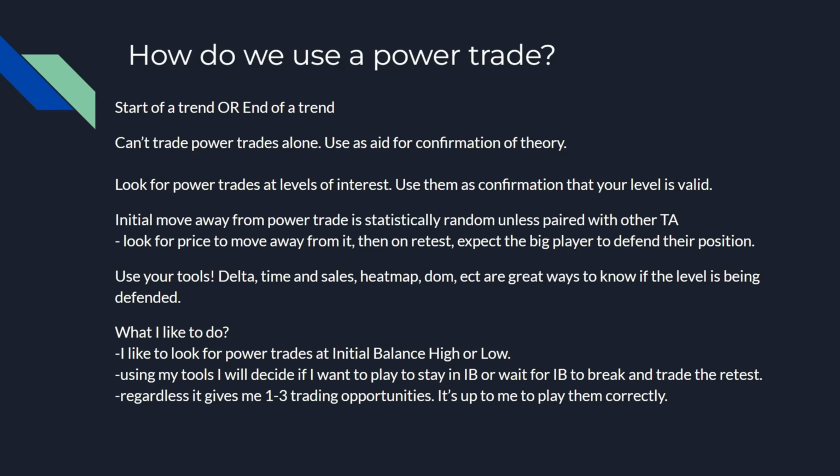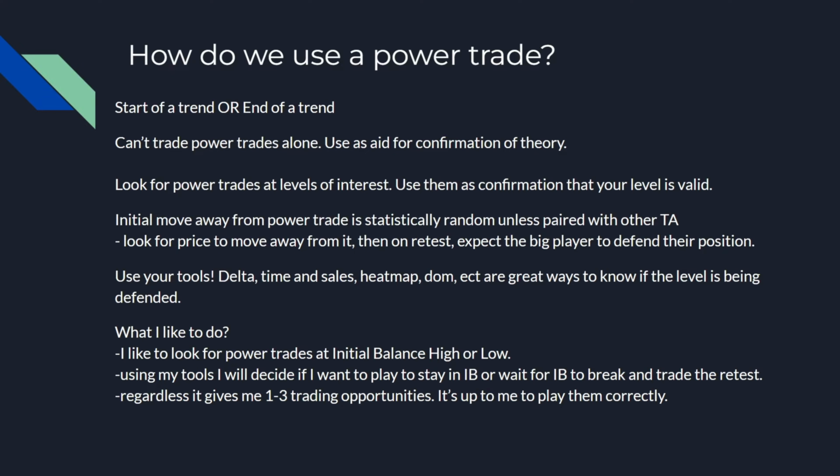What I will do is look for these power trades to happen at these specific volume levels that I already have marked out: support and resistance, major trend lines. Or for me specifically, I really like watching initial balance and watching for these power trades to happen at initial balance. And when I see that happen, then that's when we use our tools: delta, time and sales, heat map, DOM, etc. All of these things that we use as traders, we use at this level, and we just use the power trade as an extra help of a confirmation of this theory that the big players are playing at this level that we are watching.